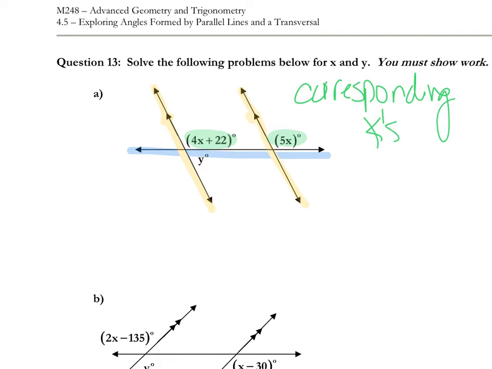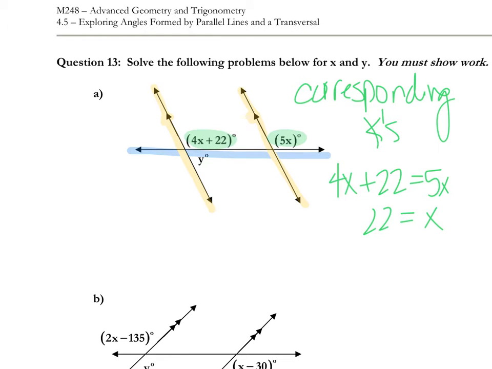And what do we know about corresponding angles? We know that they're congruent. So we're going to set them equal to each other and solve for x. Okay. So we get x to equal 22. Okay. Now I need to solve for y. Well, this angle and this angle aren't anything because this is exterior, this is interior. They're not on the same side.